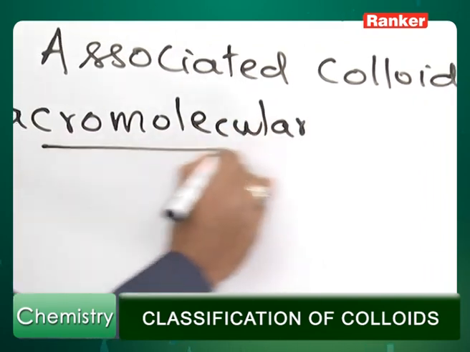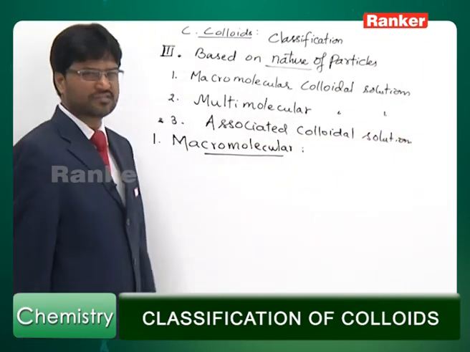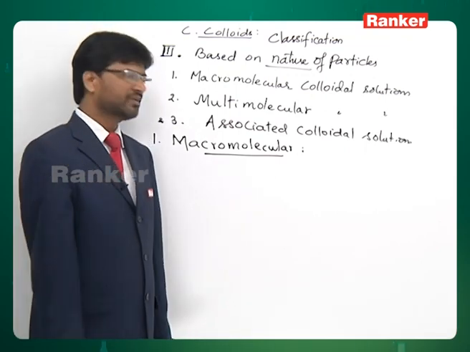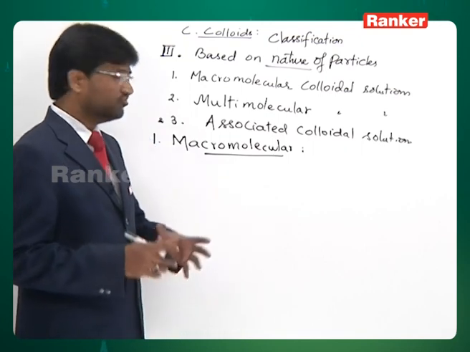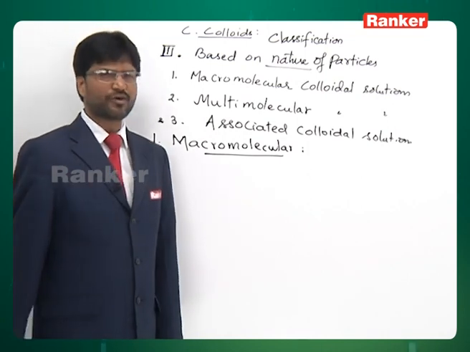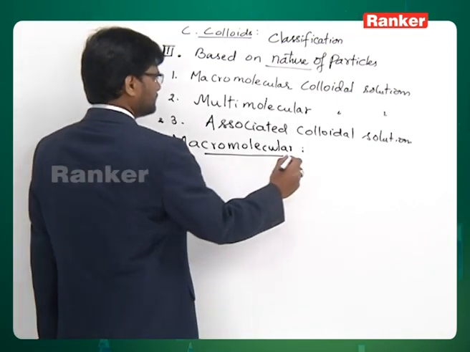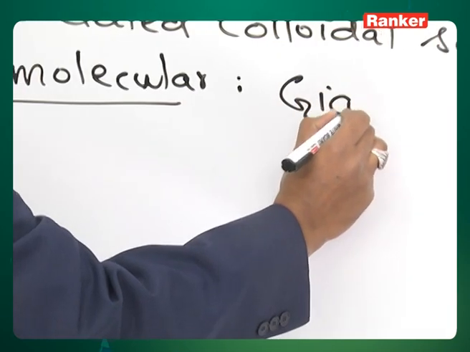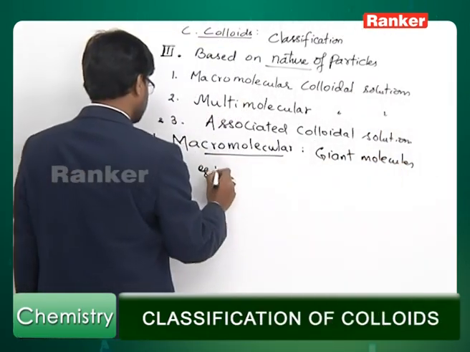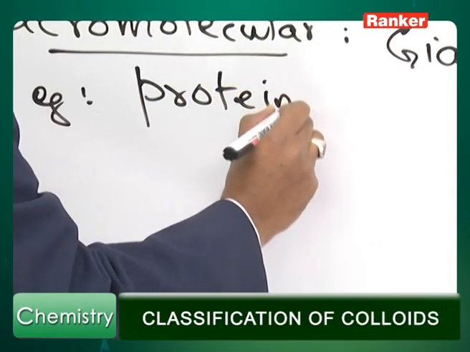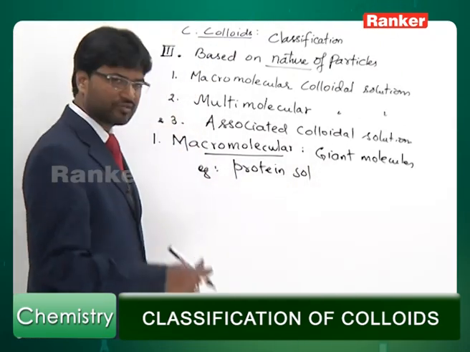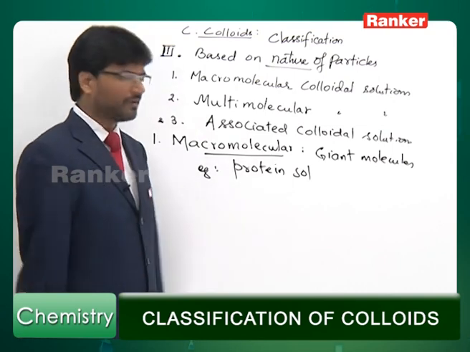As the name itself indicates, macromolecular colloidal solutions consist of large molecules, polymeric species. Large molecules, giant molecules, their size is greater than 1 millimicron, they form macromolecular colloids. These are formed by giant molecules. Example, protein sol. Protein sol is an example of macromolecular colloid because protein is a macromolecule. It is formed by association of a large number of amino acid units.